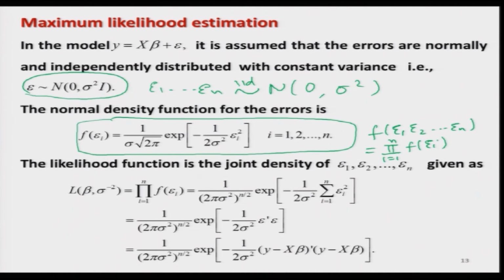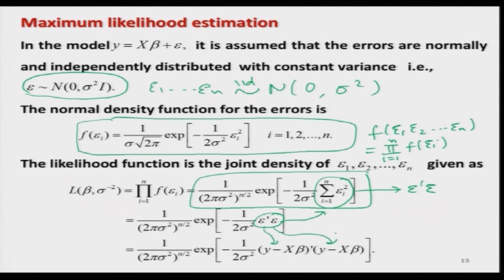If you write it down, you will get the likelihood function with the summation of epsilon i square. Now, if you look at this expression, the summation of epsilon i square can be written as epsilon transpose epsilon, right. So, I write it in the form of epsilon transpose epsilon, and now epsilon can be replaced by y minus x beta. So, this is here the likelihood function.